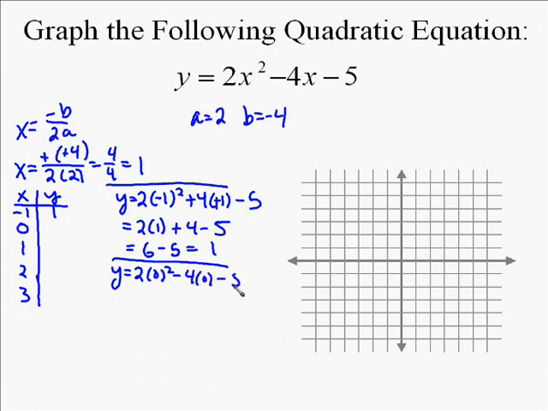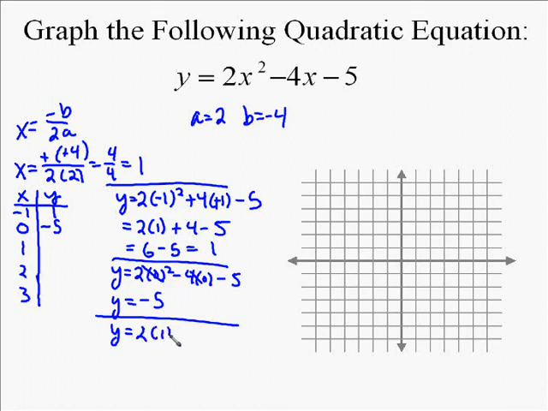Plug in 0, that's really easy. The 2 times 0 squared goes away. The negative 4 times 0 goes away, so you're just left with negative 5. And then the next point we're going to look at is substituting in the 1 for x. Because when we substitute in that 1 for x, that's going to be our vertex, and our vertex is always the most important point.